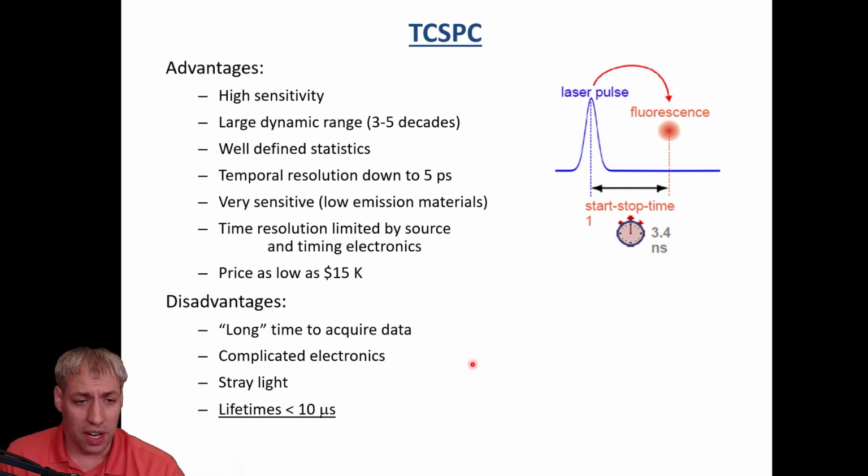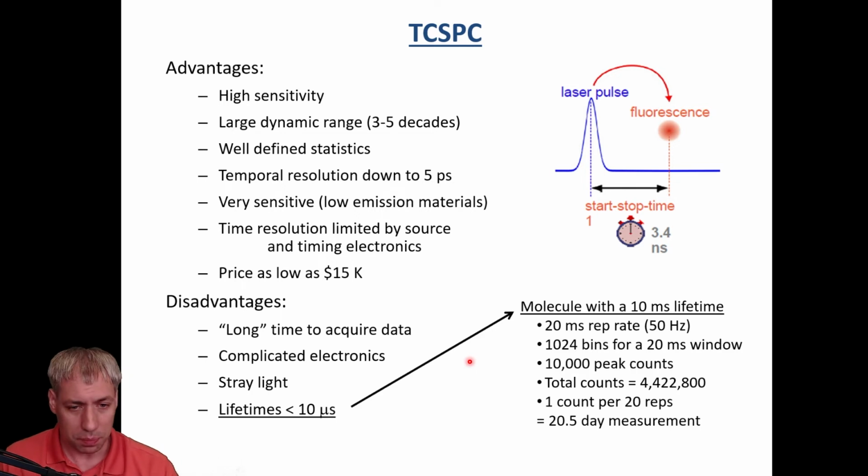The reason is the nature of the measurement. If you have a molecule with a 10 millisecond lifetime, you would need a repetition period twice that lifetime, so a 20 millisecond period, or 50 hertz. If you're going to measure a 1024 bin histogram, which is pretty standard, over that 20 millisecond window, and you want 10,000 peak counts, you're going to need over 4 million counts total. If it's 1 count per 20 repetitions, as in you only get 1 photon per 20 repetitions, it's going to take you 20 days to measure a sample with a 10 millisecond lifetime with these given parameters. So essentially 10 microseconds is the longest you want to measure.